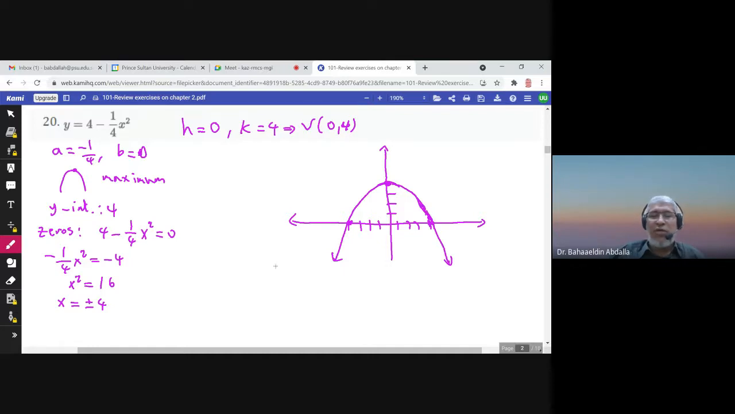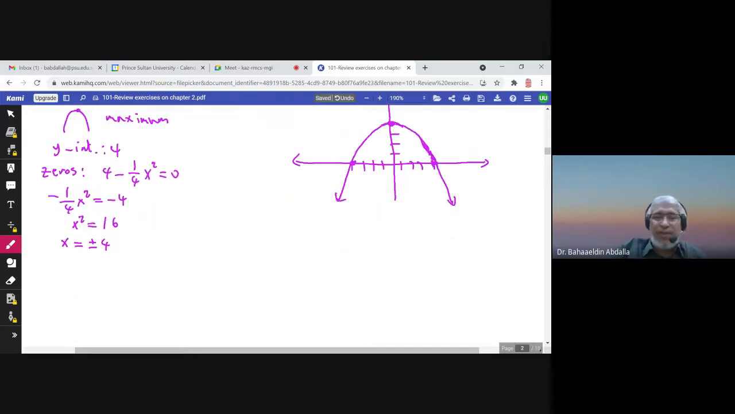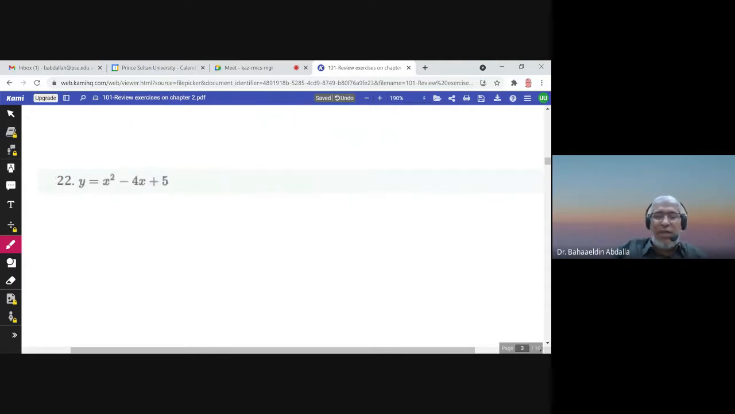So this is the graph of this parabola. Another question, a is 1, b is negative 4. Since a is 1, it opens upwards, and the vertex is the minimum point. And h here would be negative b over 2a, so it's 4 over 2 times 1, which is 2, so h is 2. And k would be f of 2.